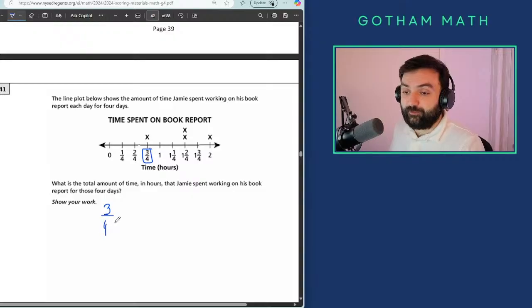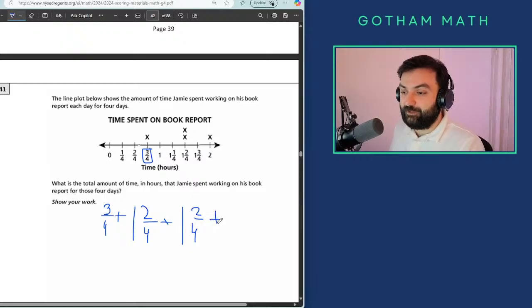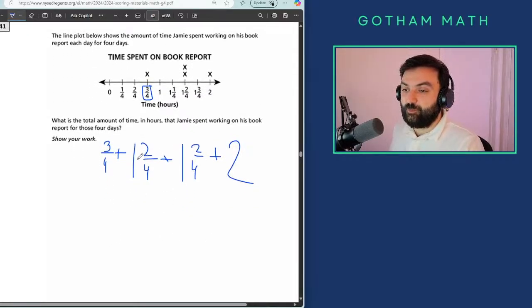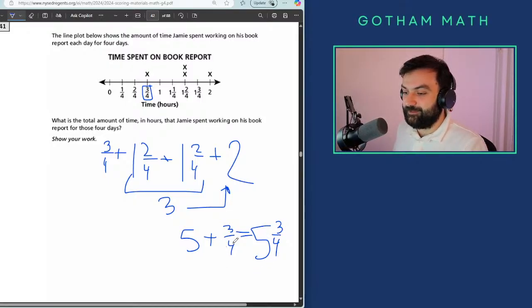So 3/4 plus 1 2/4, which is 1.5, plus 1 2/4 again, because there are two x's here, plus 2. So 1 2/4 is like 1.5 plus 1.5. That's 3, right? That gives us 2 4/4, which is 3. 3 plus 2, which is 5. 5 plus 3/4. I disagree with you. What do you mean? There's no 2. What, you made a mistake? Yeah, I think I made a mistake. The answer is 5 3/4.